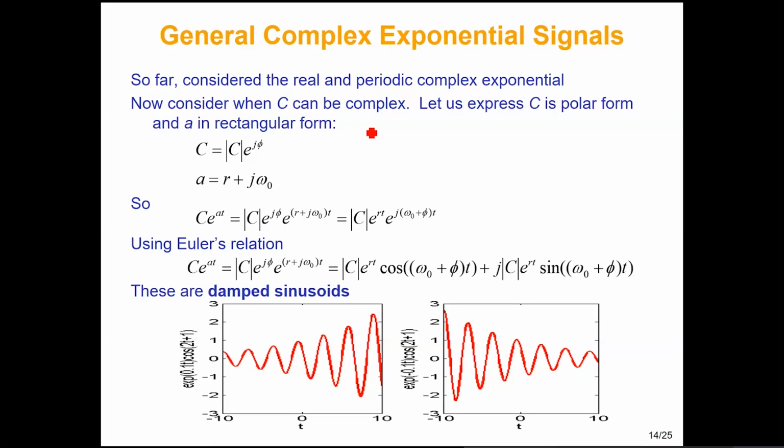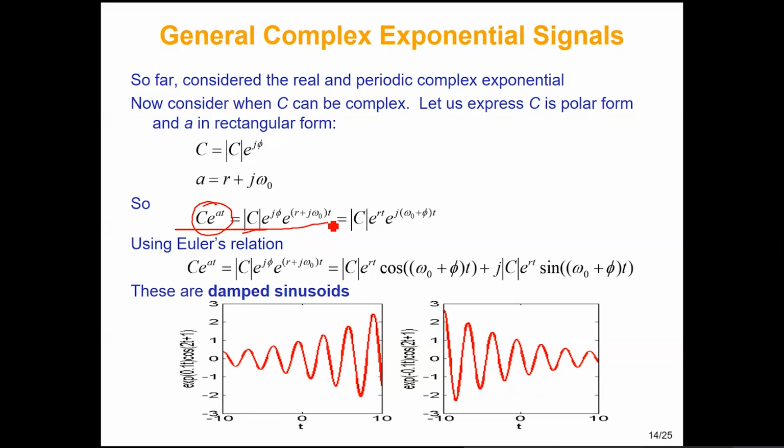So our original signal was C e raised to the power of at. If both C and A are complex, then we can represent C either in terms of polar coordinates or rectangular coordinates. So if we represent C in polar coordinates, with a magnitude part and a phase part, and A in rectangular coordinates, the real part and the imaginary part, then plugging these values back in, we end up getting this whole long term: C e raised to the power of j phi, e raised to the power of r plus j omega, t.